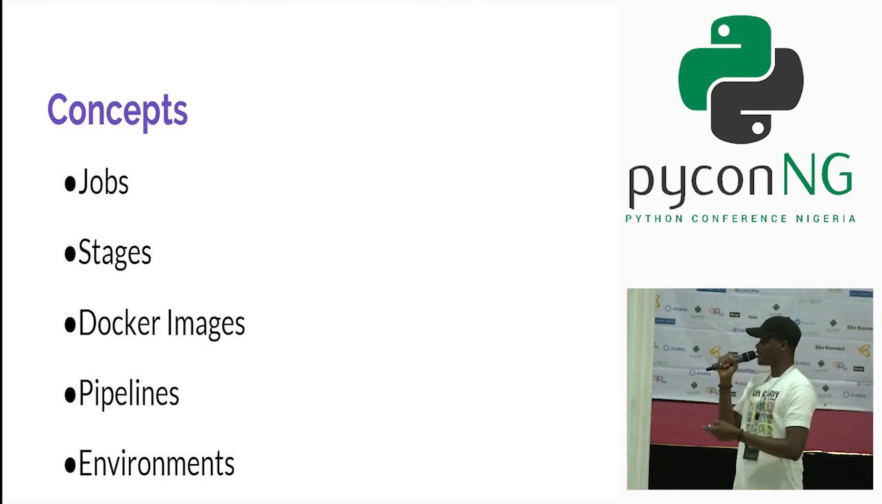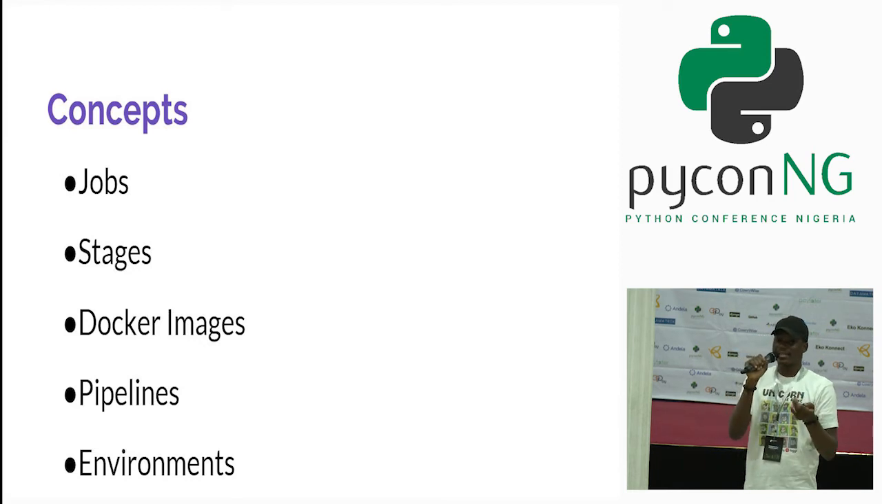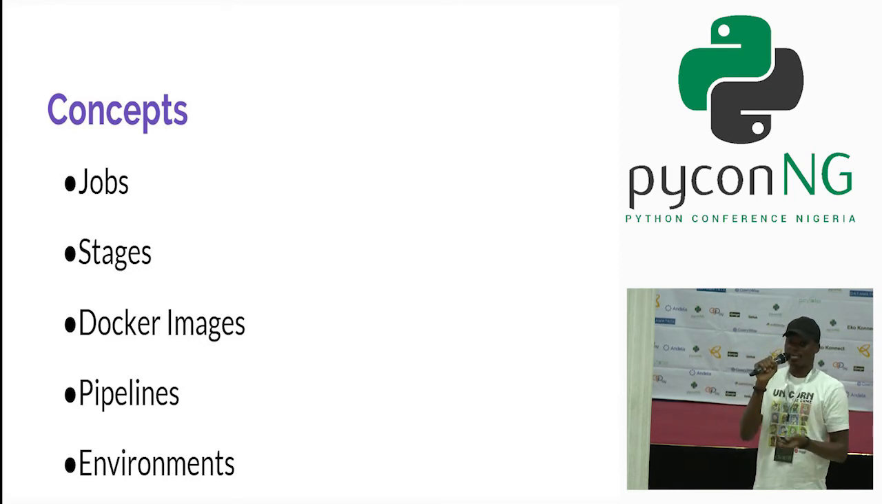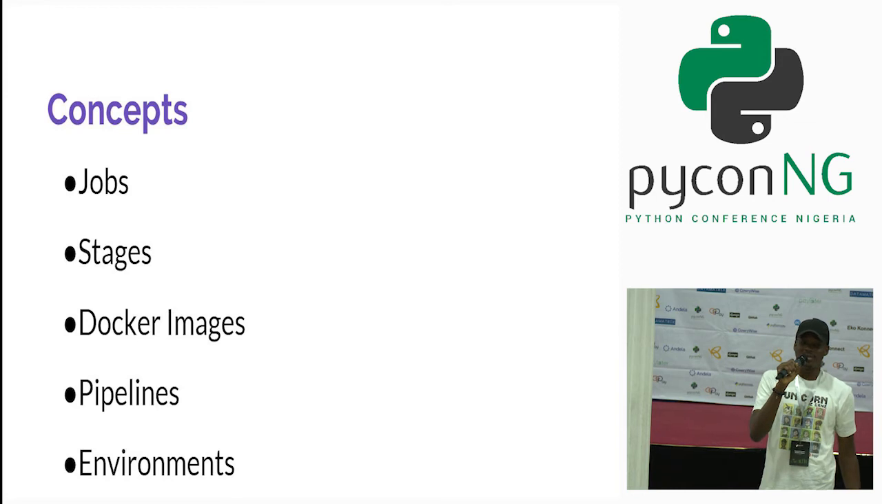Then you have stages. Stages are like encapsulations of jobs. A stage can have multiple jobs in it. So you can have your test stage, your build stage, and your deployment stage. And in your test stage, you might be testing on maybe 5 different versions of Python.